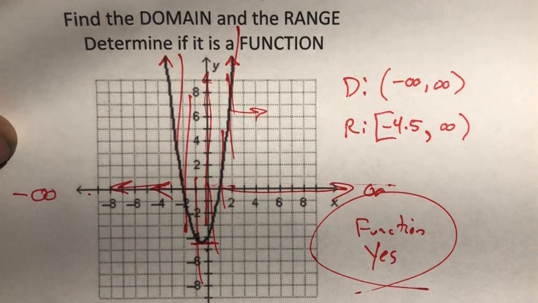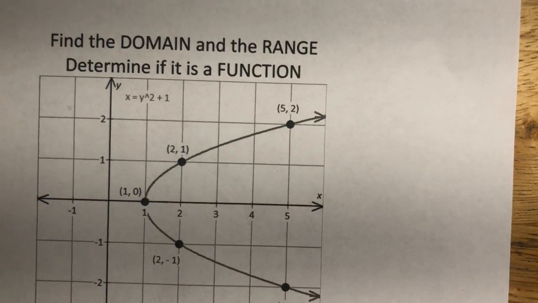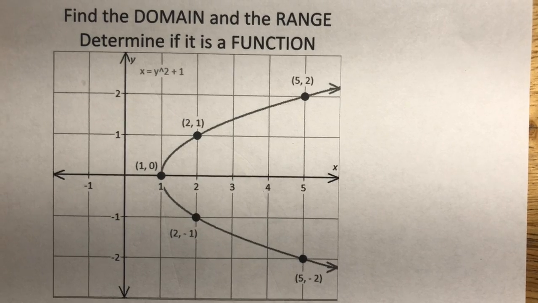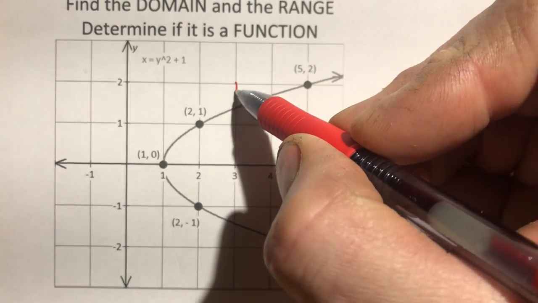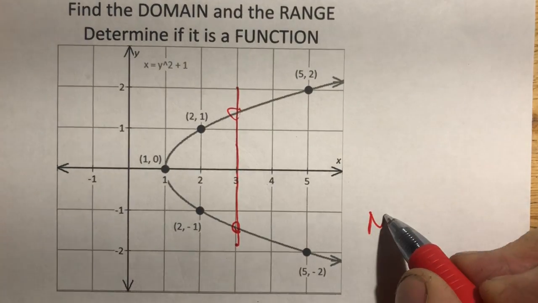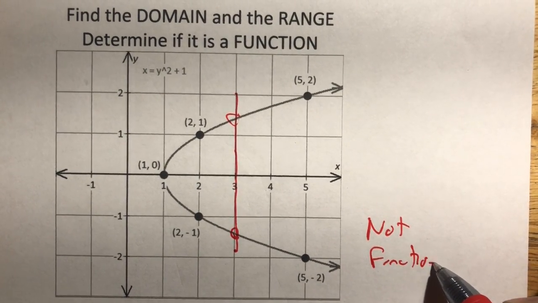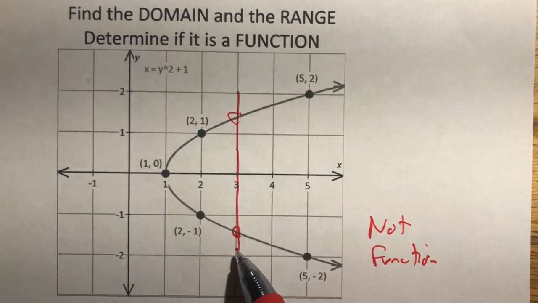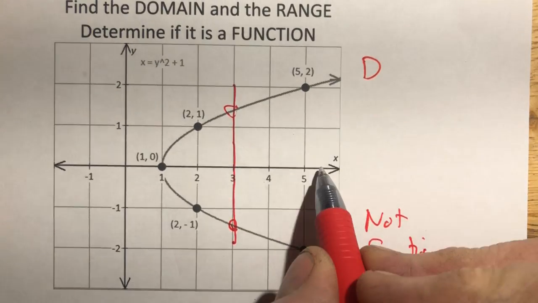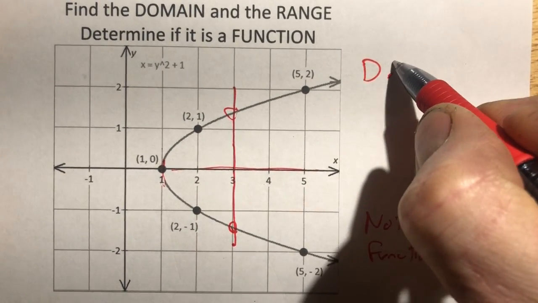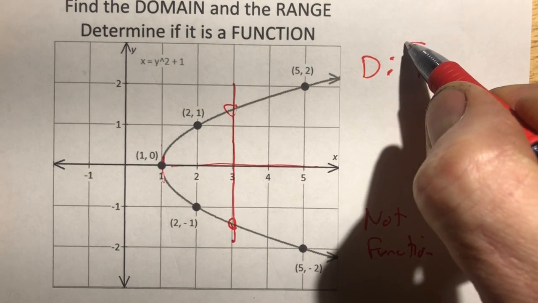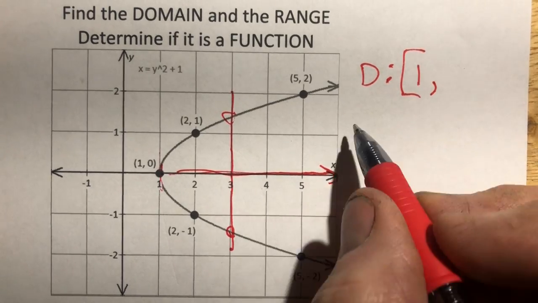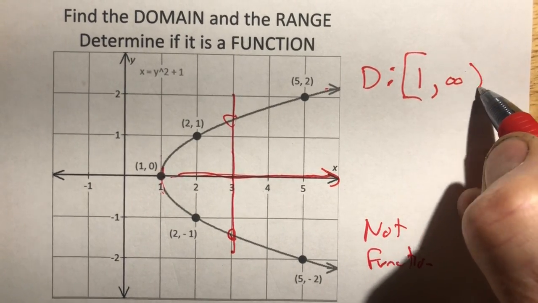All right, one more, I think, and we're finished. This one right here, determine the domain and range here. Determine if it's a function. All right, well, I can clearly see right off, if I draw a vertical line right here, I'm going to hit it twice, so it's not a function. Okay, it's not a function. I can draw a vertical line and hit it twice. Now, what's the domain? All right, the furthest to the left it goes is right here at 1. And it's included. So I'm going to put a bracket. The furthest to the right it goes, well, it goes forever to infinity. And there's my domain.